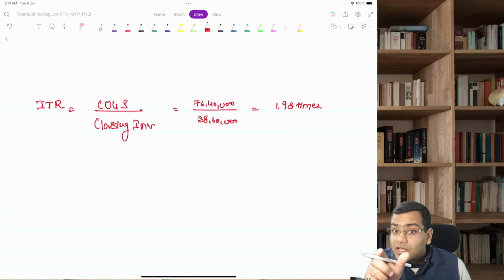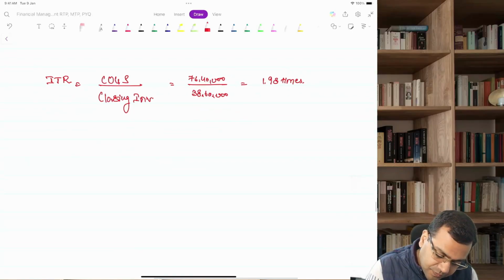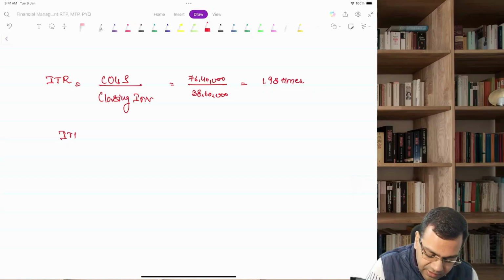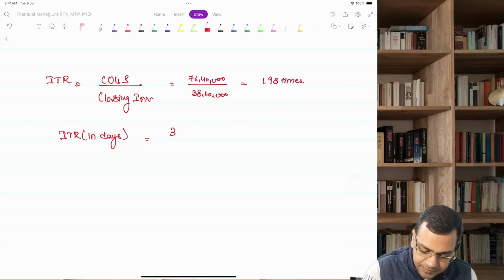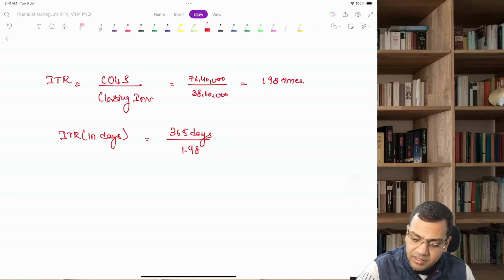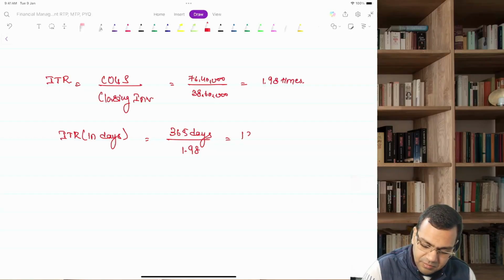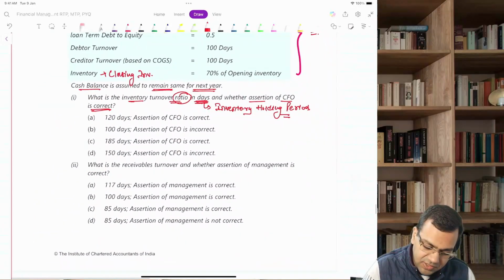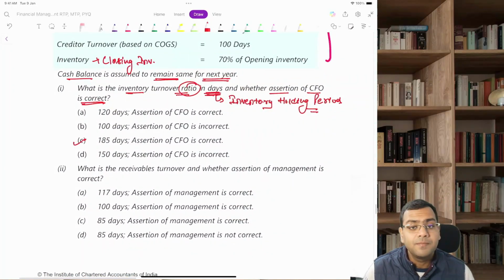You convert your inventory into sales 1.98 times. But they are asking for the days, right? So how will you calculate the inventory turnover ratio in days? It will be 365 days divided by 1.98, the inventory holding period that we normally calculate. That comes to roughly 185 days. Do we have the answer 185 days? Yes, sir. 185 days is correct.